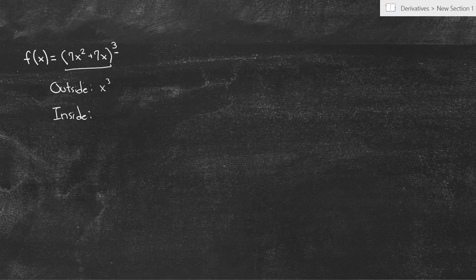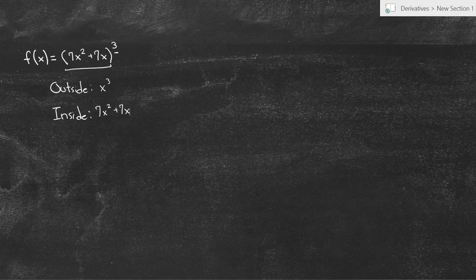And then the inside function, well, that's just going to be the 7x squared plus 7x. And the way I know that the x cubed is the outside function is because if I was evaluating, what I would do is I would solve for what is in the inside first, and then I would raise that whole thing to the third. Again, notice that that's the last step we do, so that makes it that outside function in the chain rule.